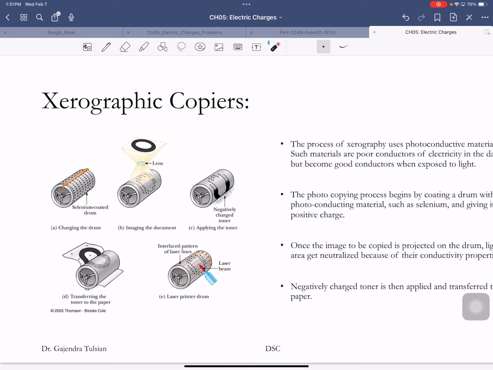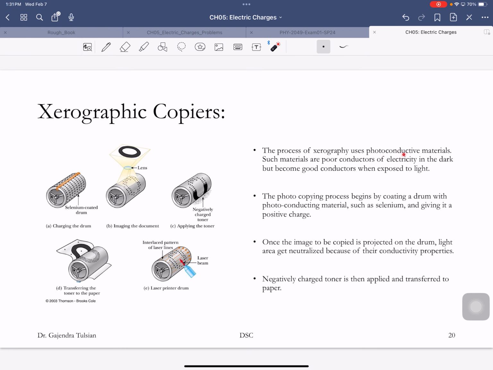All right, so this shows you how a copier works. Now, do you guys know what photoconductive materials are? What would that name suggest? Photon conductive material. So here's a material. In the dark, it's an insulator. And then when you shine light on it, it becomes a conductor.